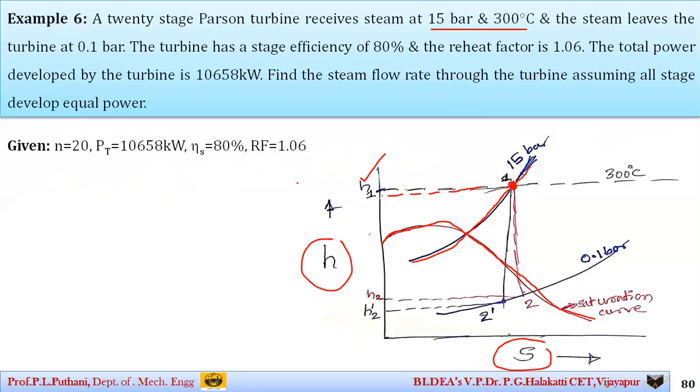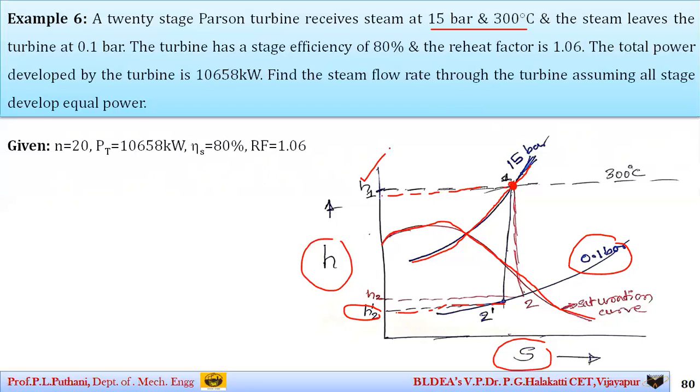Similarly, if you go for isentropic expansion, that is, if you move straight downwards with the help of a pencil and scale in your Mollier chart, go on drawing a line until you meet a pressure of 0.1 bar. There you will get the value of 2 dash, the isentropic expansion point, that is the value of H2 dash. Note the value of H2. These are the steps you first need to know.